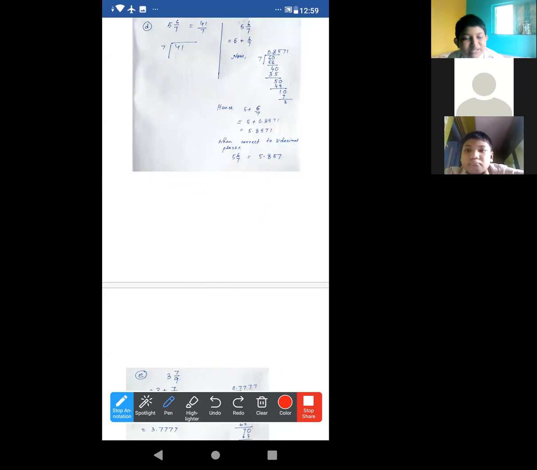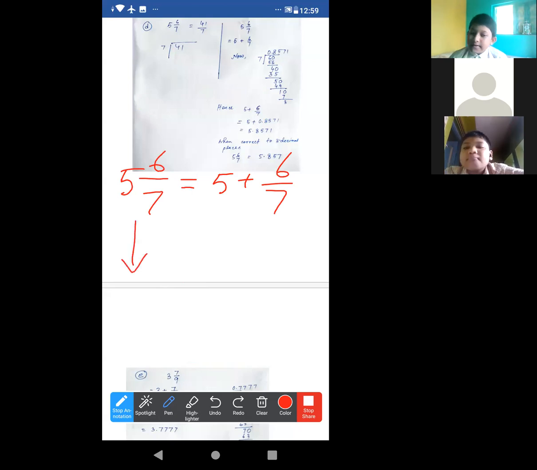Fractions were there in class 4. Just look at this. It is given 5 whole 6 by 7, right? Now look, it means basically 5 plus 6 by 7. Why? Just look, if we convert it into an improper fraction, what will be the answer? 5 7s are 35 plus 6. It will be 41 by 7. Yes or no?